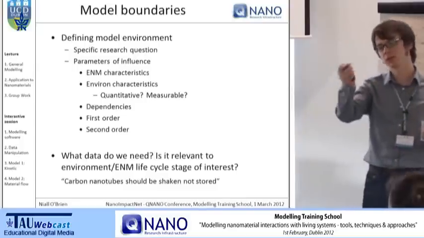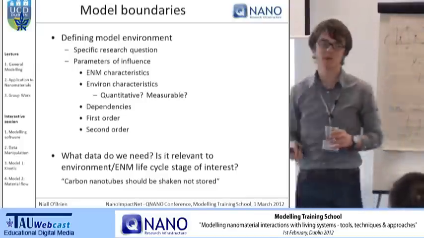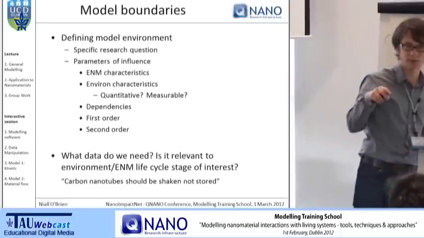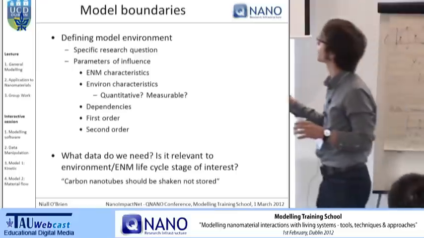Dependencies. So which elements depend on other elements? So again, you have to represent this in your model. Which are influenced by other elements? So again, a second order, it's dynamic, things change a lot.